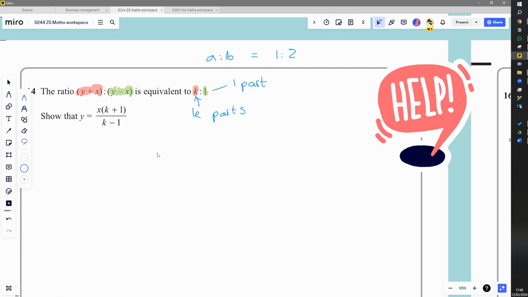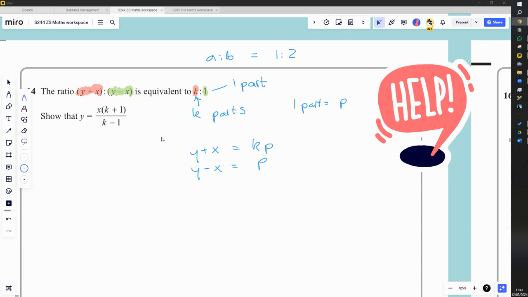So basically we can say, if one part is equal to, let's call it p for the moment, then y plus x is equal to k parts, which would be k times p, and y minus x is equal to one part, which is just p. So, hang on, let's think about, might be overcomplicating things.